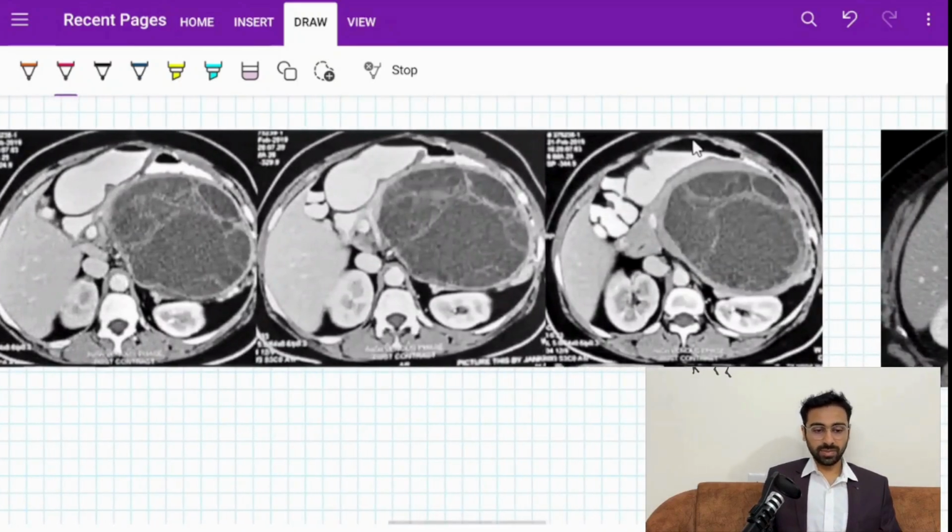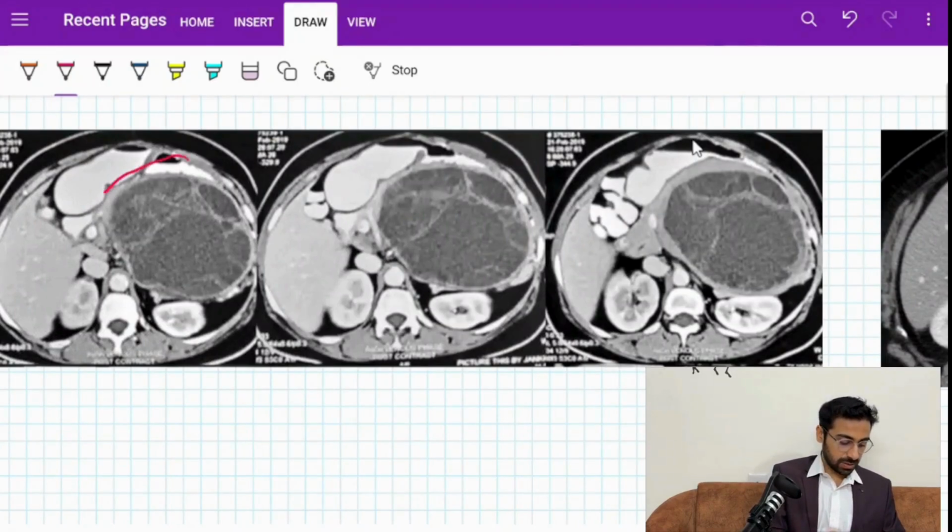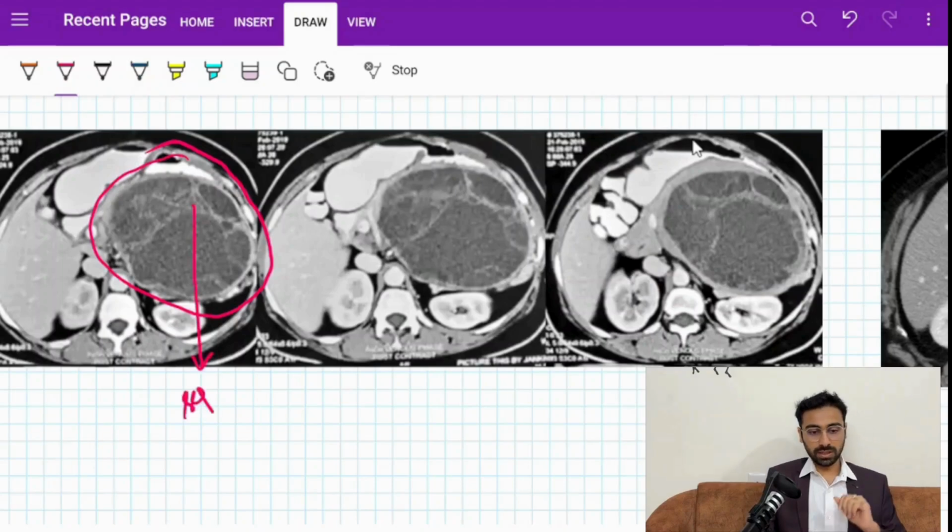Let us see some images. This is contrast enhanced CT. This is the venous phase. We can see a large unilocular cystic lesion with multiple internal enhancing septae involving the body and the tail of the pancreas. We can see below that all the septae are enhancing. There is a tiny mural nodule here that is also enhancing.